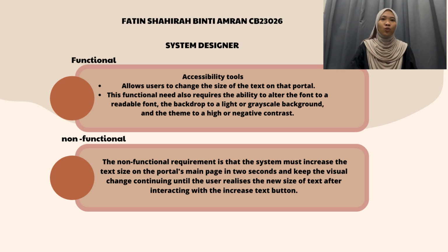Today I would like to present my functional requirement. According to the Kuantan City Council official website, the functional requirements include accessibility tools. This function may allow users to change the size of the text on the portal. This function may also require the ability to alter the font to a readable font, the backdrop to a light or grayscale background, and the theme to a high or negative contrast.